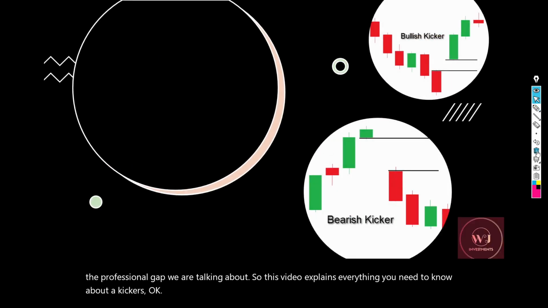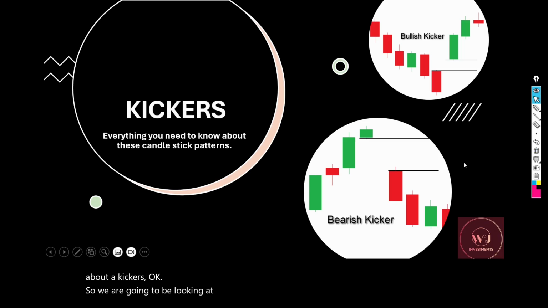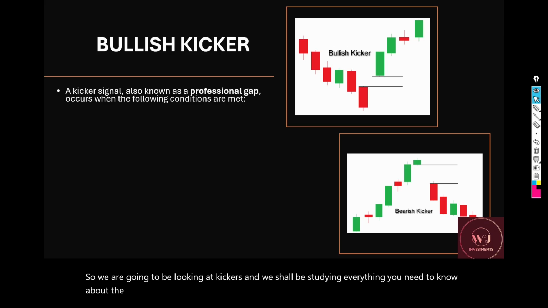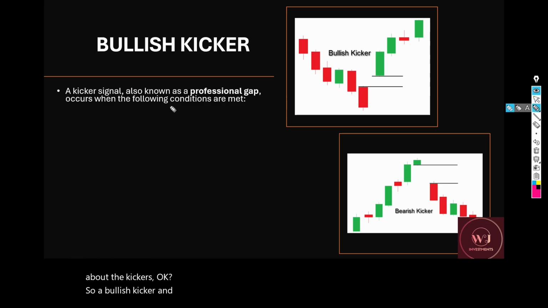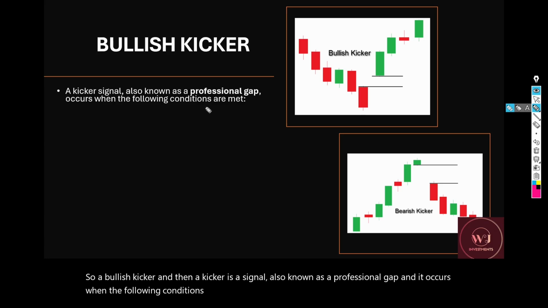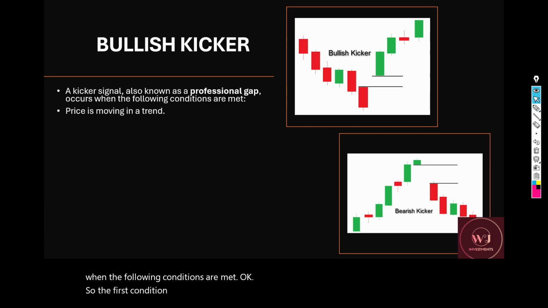So we are going to be looking at kickers, and we shall be studying everything you need to know about the kickers. Okay, so a bullish kicker, and then a kicker is a signal also known as a professional gap, and it occurs when the following conditions are met. So the first condition is that the price is supposed to be in a trend, for example, a downtrend or an uptrend.